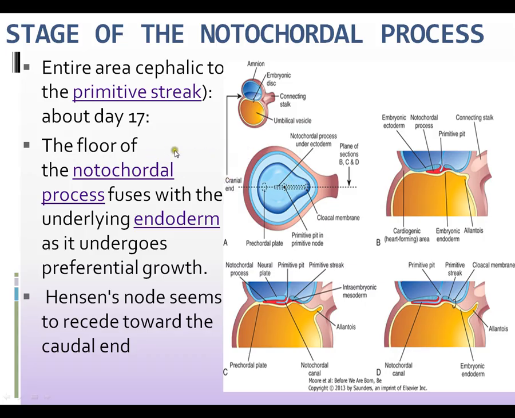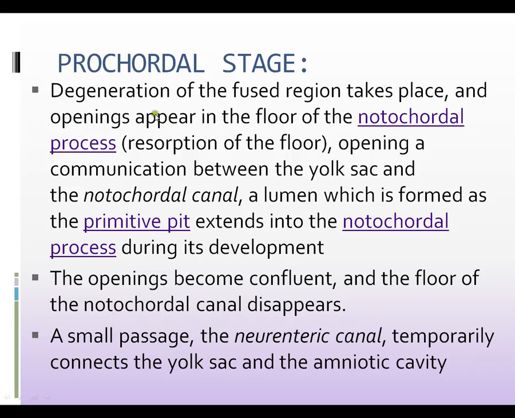Okay. So the stages of the notochordal process: when the streak is formed, the 3rd layer is formed in between the ectoderm and the endoderm. From the cranial part of the primitive node, cellular proliferation occurs and the process develops, and it moves towards the cranial end, and that process is called the notochordal process.